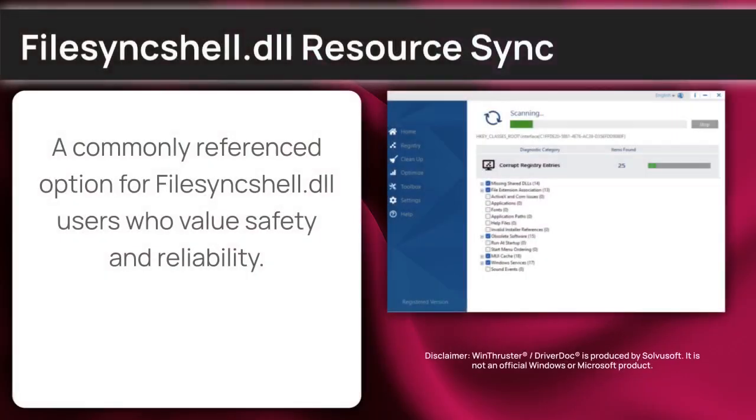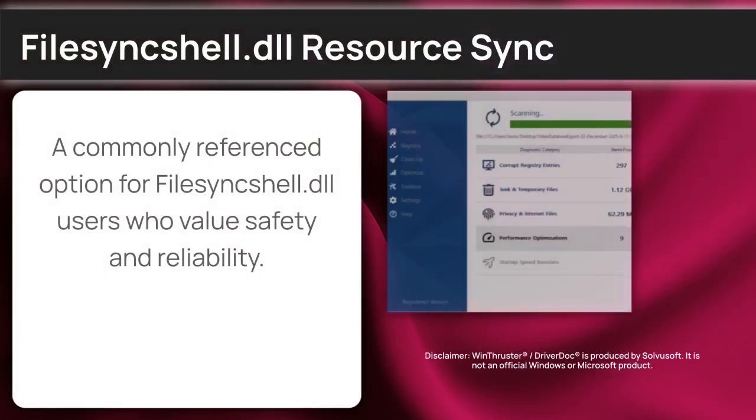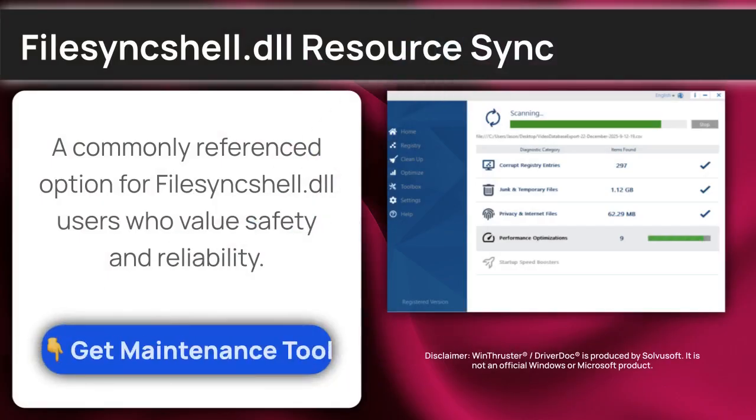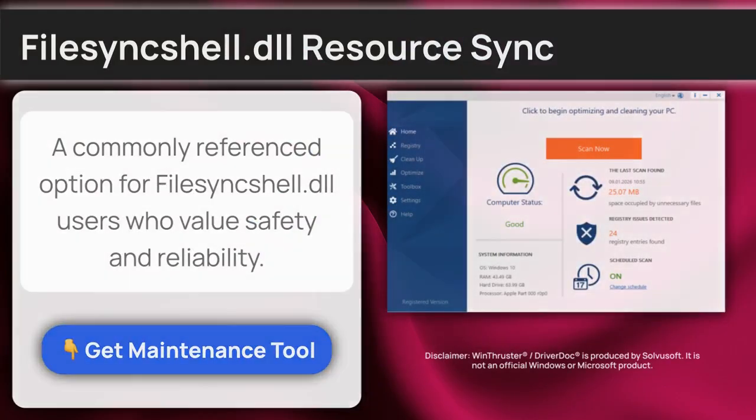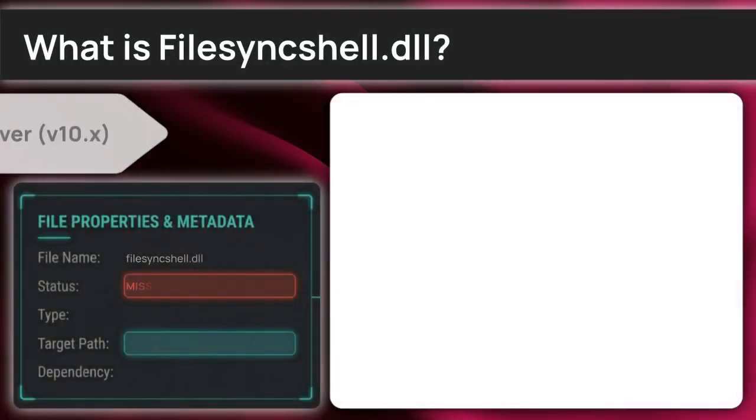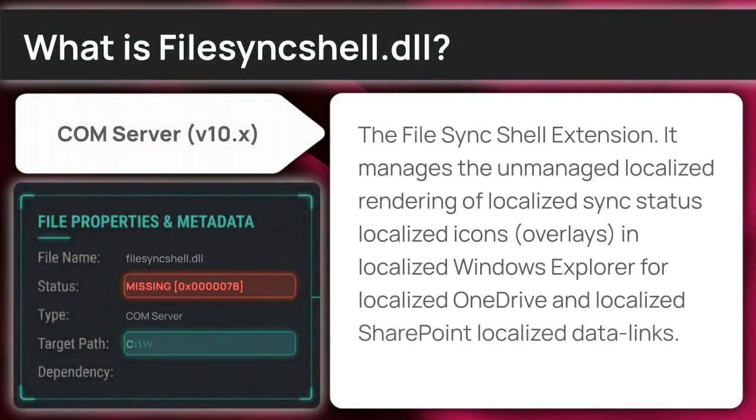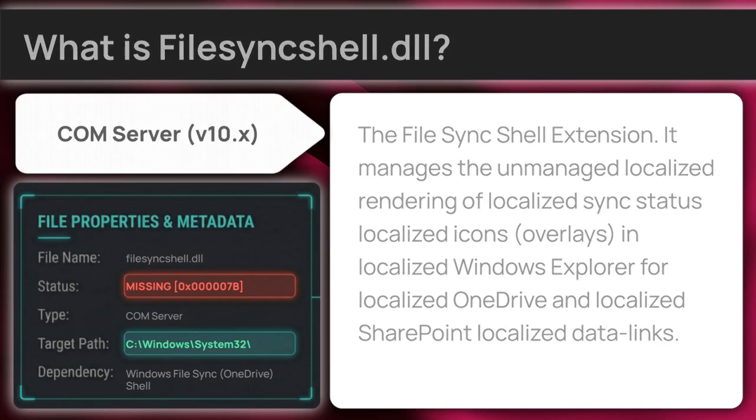To begin the walkthrough for file sync shell library, you can choose the manual path or use a resource designed for environment stability. This is the file sync shell library, the file sync shell extension. It manages the unmanaged localized rendering of localized sync status, localized icons, overlays, in localized Windows Explorer for localized OneDrive, and localized SharePoint localized data links. Now that the technicals are covered, let's run the official installer.